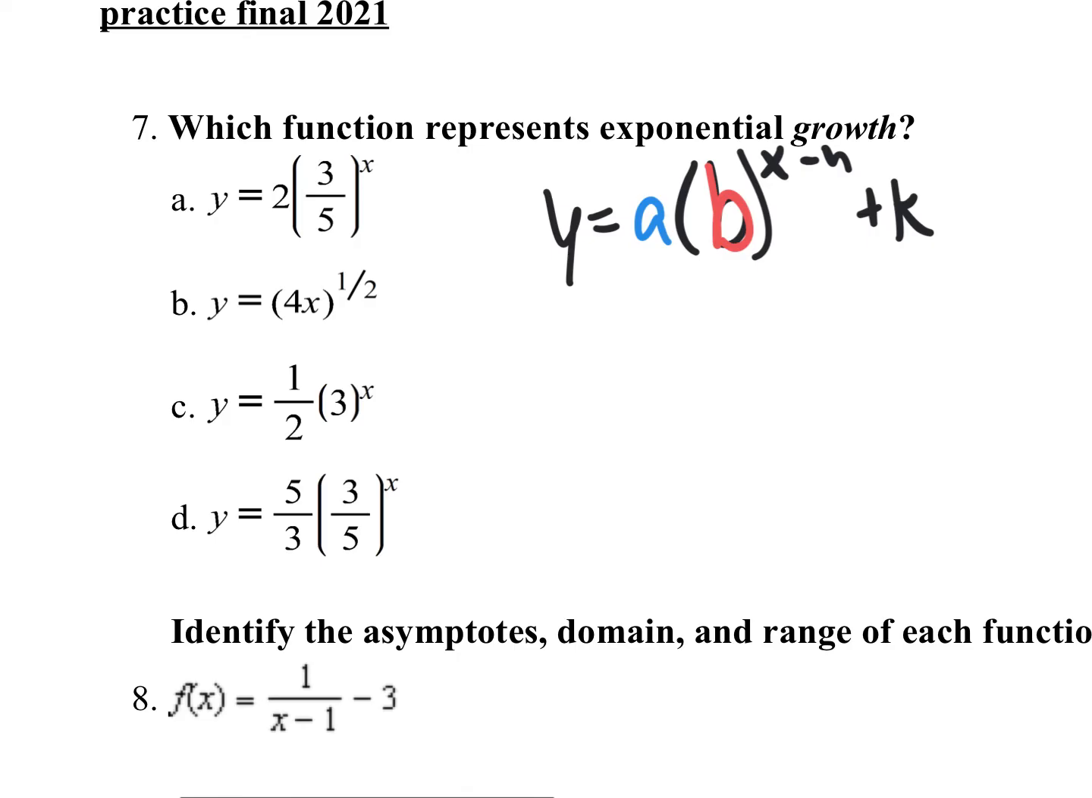If you take any number and multiply it by any number that's greater than 1, like let's say 1.5, it's going to be greater, right? 20 times 1.5 is going to be greater than 20. 20 times 2 is going to be 40. 20 times 3 is going to be 60.